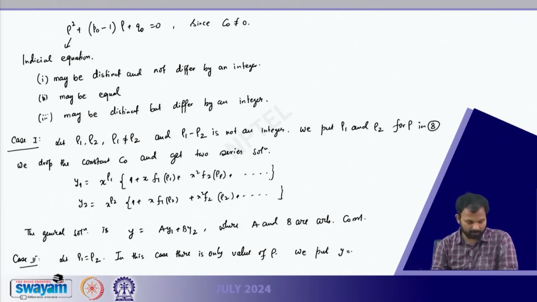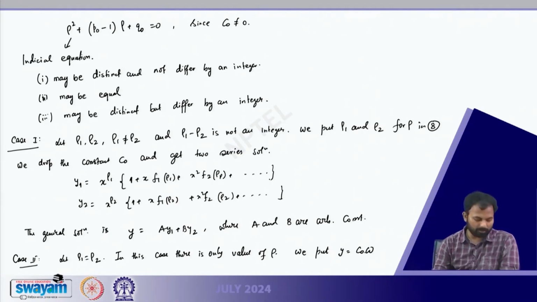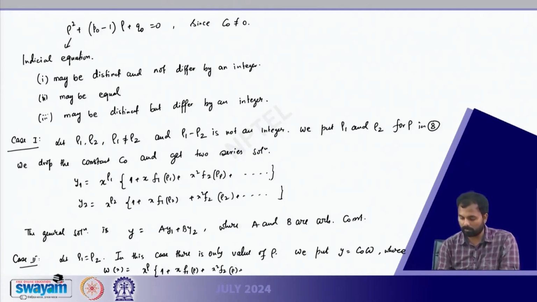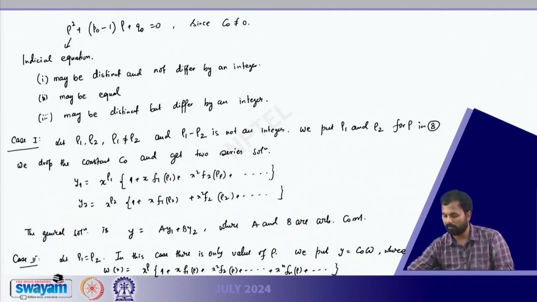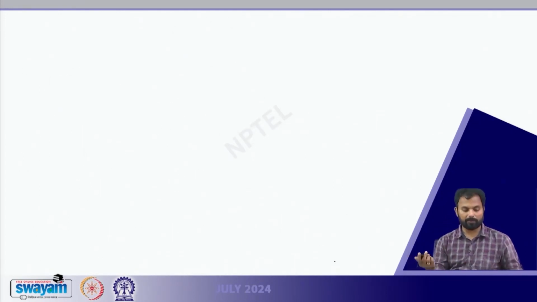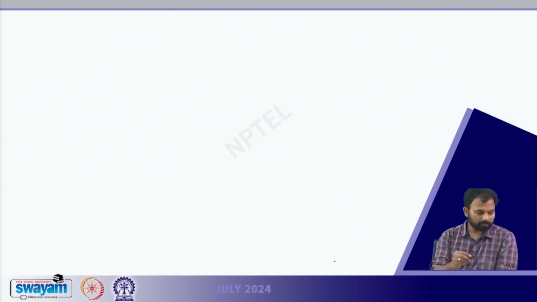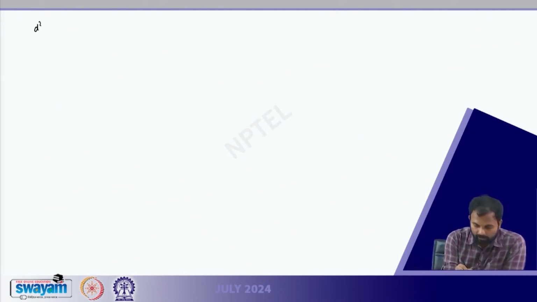What we are going to do is put y equals c0 into some w, where this w(x) equals x to the power rho 1 plus x into f1(rho) plus x square into f2(rho) plus dot dot and so on, xn fn(rho) plus and so on. Okay, let us go to the next page. Then what will happen is, we will end up getting this d square w.